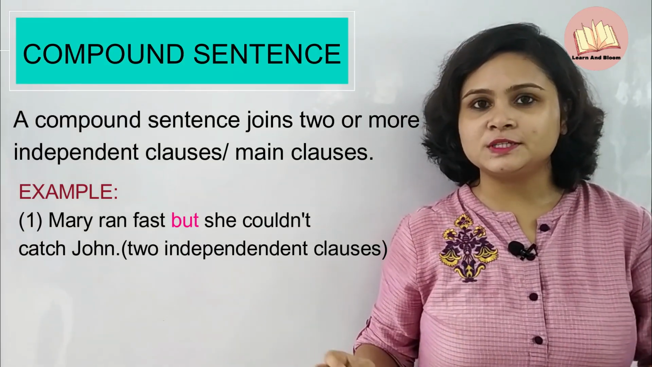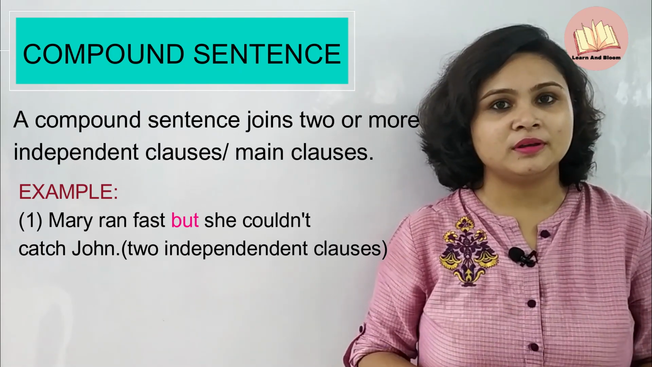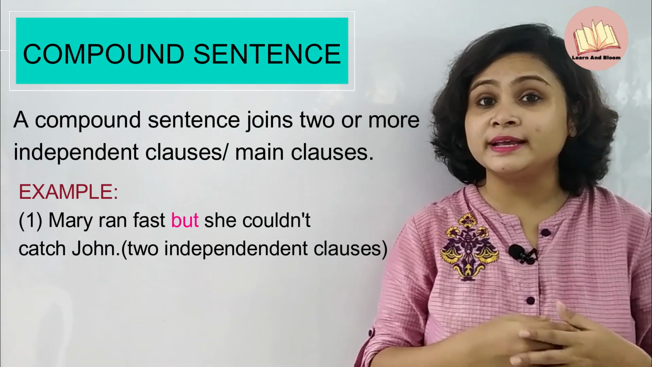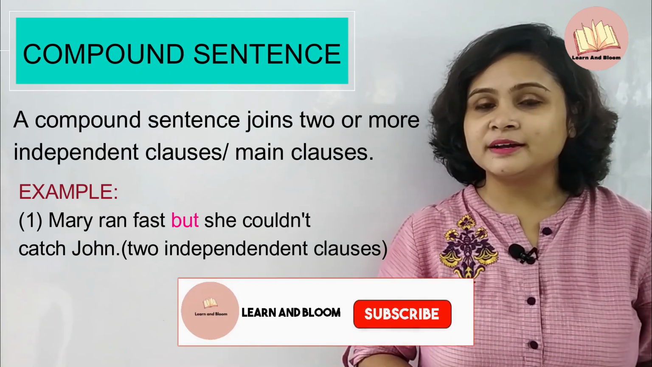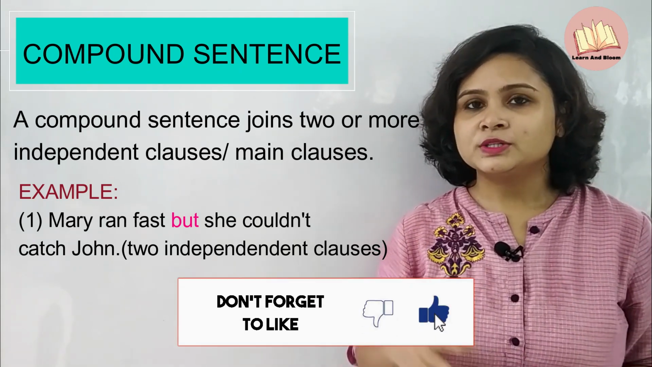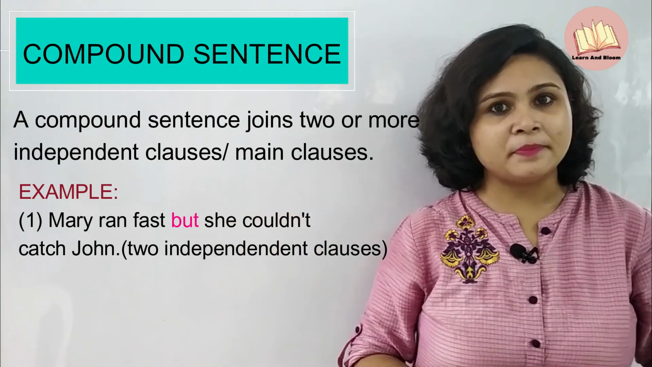Mary ran first but she couldn't catch John. In this sentence we can find there are two main clauses or independent clauses that are connected by the coordinating conjunction "but". So this is an example of a compound sentence.